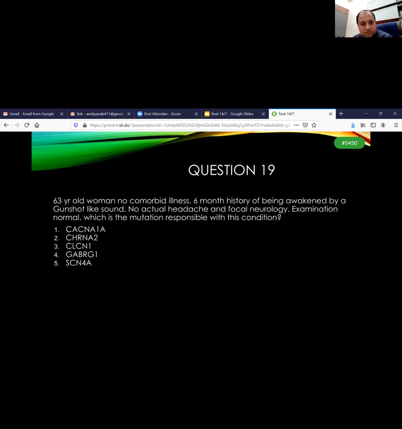Question number 19. A 63-year-old woman has no comorbid illness and has got a peculiar history of being awakened by a gunshot-like sound at night. There is no actual headache and no focal neurology. Examination is normal. What is the mutation responsible for this condition? Is it CACNA1A, CHRNA2, CLCN1, GABRG1, or SCN4A? First, you need to know what is this condition. Then you will be able to answer this. So 63-year-old woman, no comorbid illness, awakened by a gunshot-like sound.